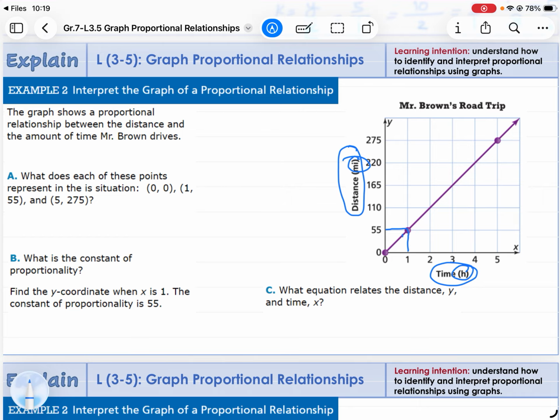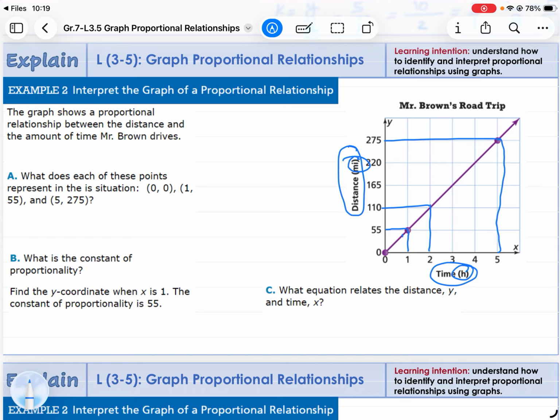In 2 hours, he drove 110 miles. In 5 hours, he drove 275 miles. So this is what each one of these ordered pairs represents, and this is how you are supposed to write it. In 1 hour, Mr. Brown drove 55 miles. In 2 hours, Mr. Brown drove 110 miles, and so on.